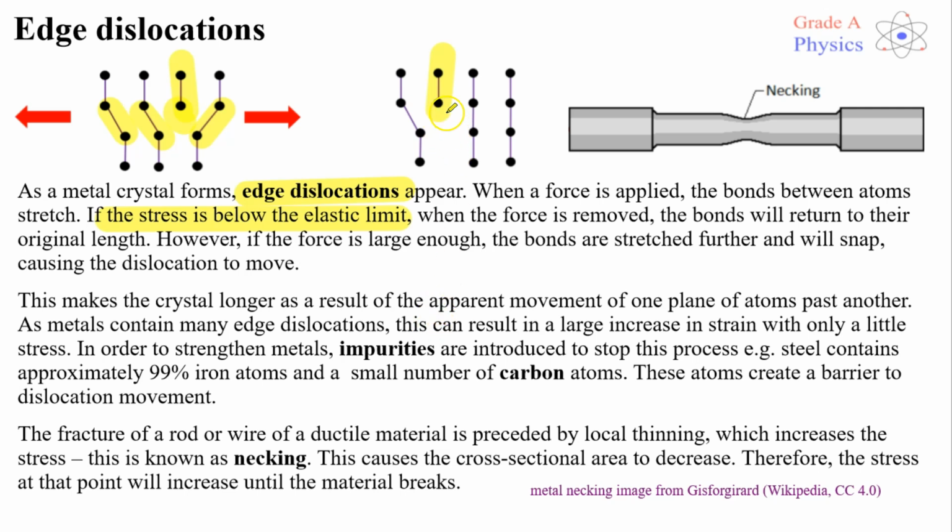Now this may be problematic, so we can actually reduce this effect. If I add impurities, so different materials, for example carbon, this can prevent this happening, because we add more atoms into the structure, and it prevents or reduces this mechanism of breaking and reforming the bonds. So that might be something you need to know about.